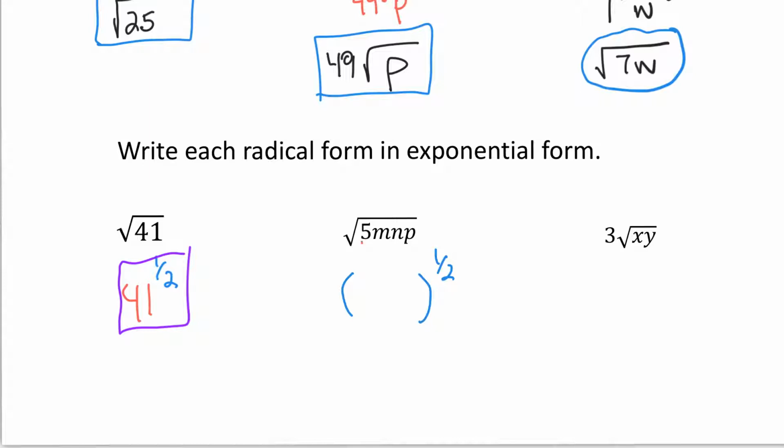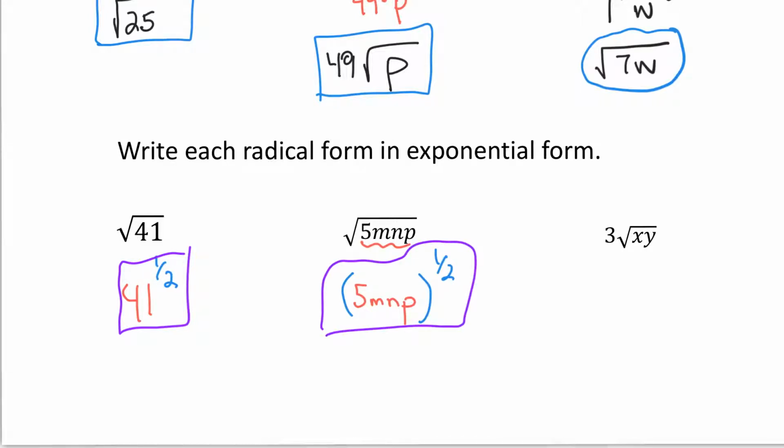And everything inside of the radical is going to go inside of the parentheses. So that means that everything is raised to the 1/2 power. The 5 will have the 1/2 power, m 1/2, n 1/2, p 1/2. And everything, since it has a 1/2, it needs to be inside of the radical. So that is my exponential form.